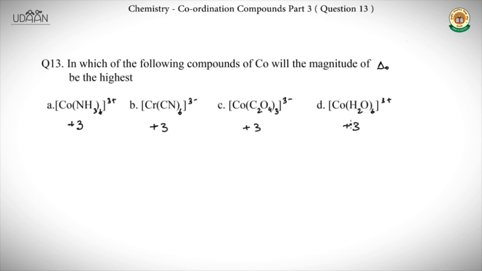So we can see that the factor the question is trying to focus on is not the charge. Hence, we have to check the strength of ligands. We can directly see that CN is the strongest ligand among all the options. NH3 is weaker, oxalate is weaker, and H2O is weaker than CN minus. CN minus is the strongest field ligand among them, so B is the answer in this case. You have to remember from this question that as the strength of the ligand increases, delta O also increases.